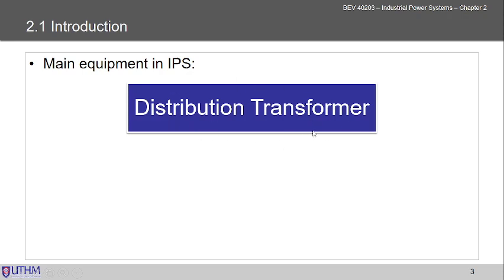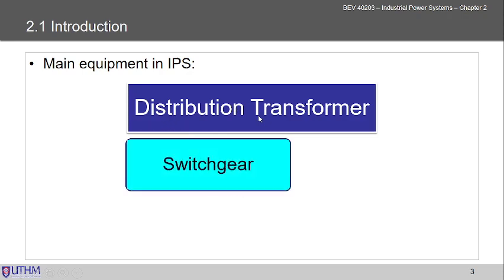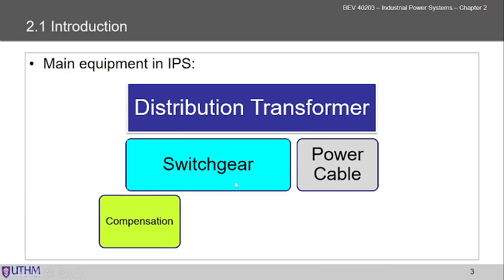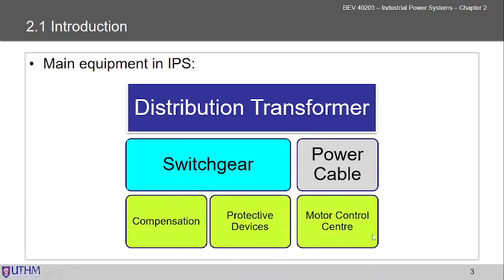So the main equipment in the IPS, as we have known from chapter 1, is the distribution transformer. This is the big piece of equipment available, and it is the most expensive cost for the equipment. After that, from the transformer, we lay the cable to the switchgear, and from this switchgear, our power will be segregated to the rest of the IPS using the power cables.